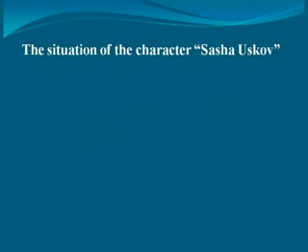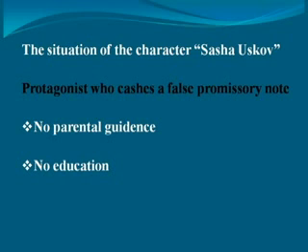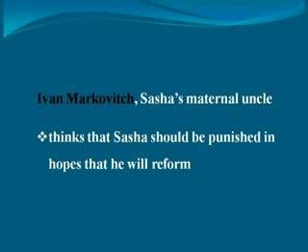According to the given story, we can learn about the characters. Sasha Chekhov, protagonist, cashes a false promissory note. No parental kindness, no education, criminal actions. Ivan Markovitch, Sasha's maternal uncle: he thinks that Sasha should be punished in hopes that he will reform.